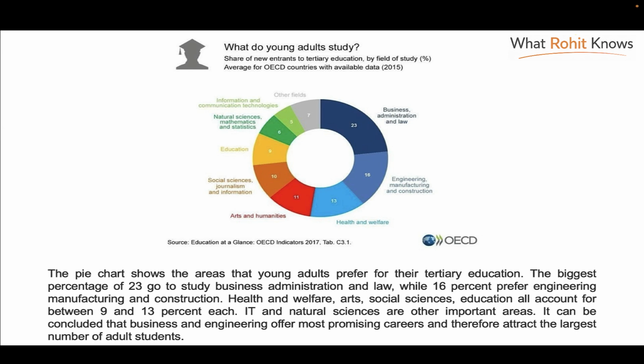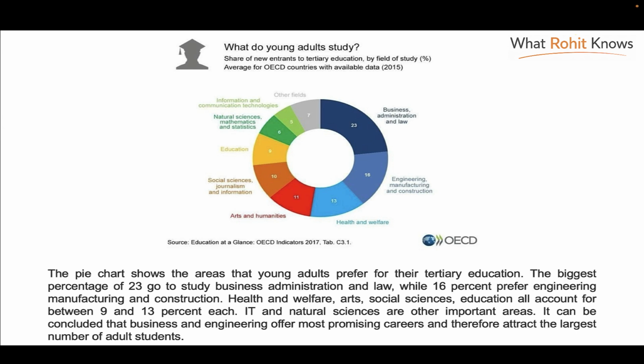And once you have understood the type of image, then you look at the title. So the title is, what do young adults study? And below that, you can see by field of study and average for OECD countries, etc. So you can include all of those points, or you can only include some of those. And then look at the different parts. Different colors mean different areas of study, and the numbers show their percentage, that is, how many young adults go to study that. And as always, we start with the highest, and then the next highest, we cover them, and the smaller ones or the similar ones, we club them together. And in the end, you can make a conclusion.